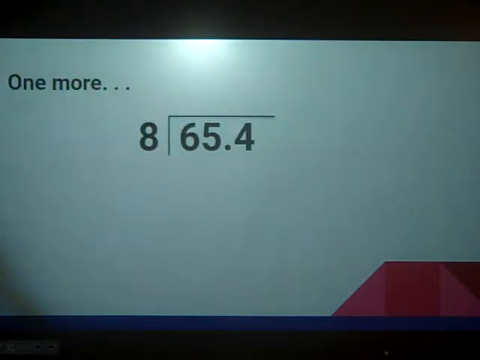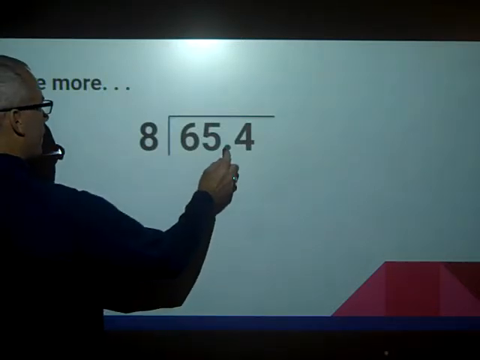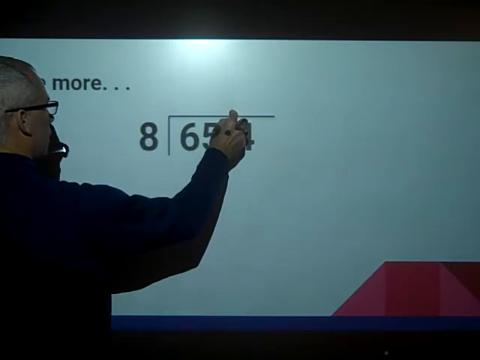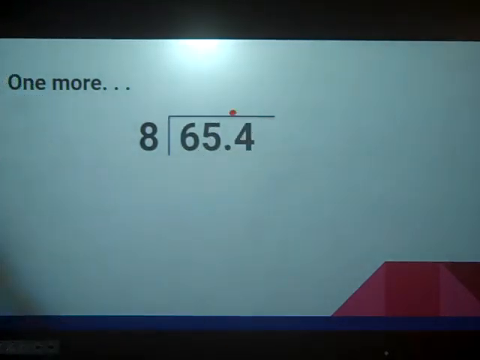So look at this one. On your whiteboard, let's work this one out. It's rewritten for you. Next step, raise the dot to the top. Now divide like normal. You go ahead and do that. I'm going to give you a couple minutes to do that.